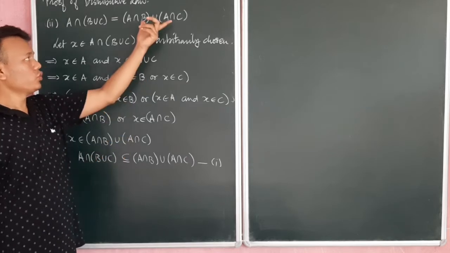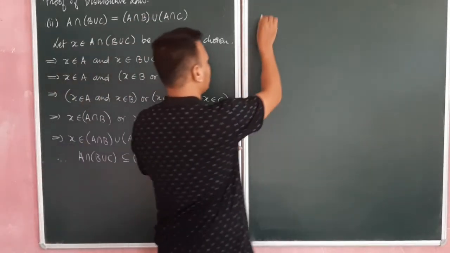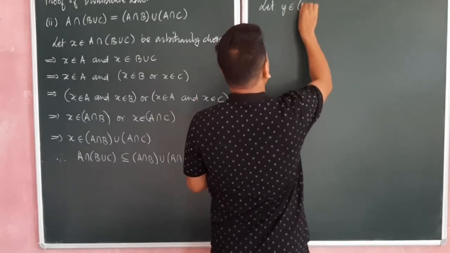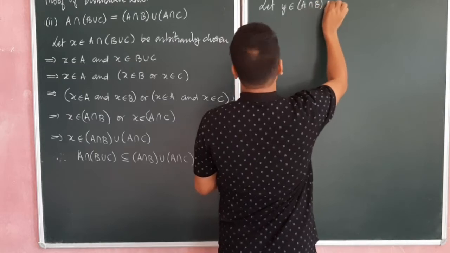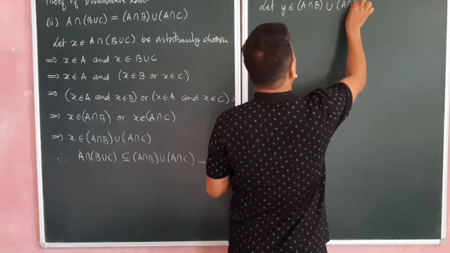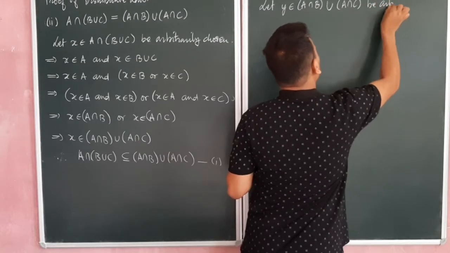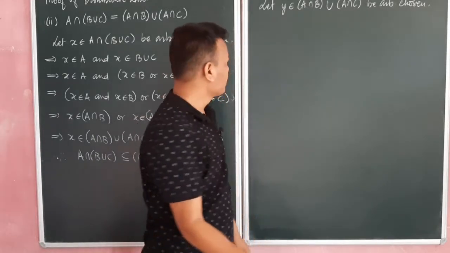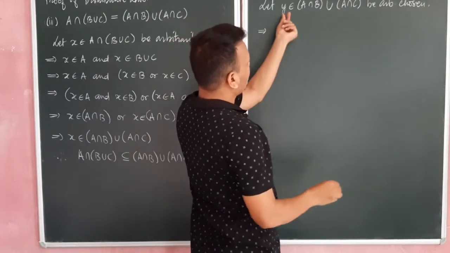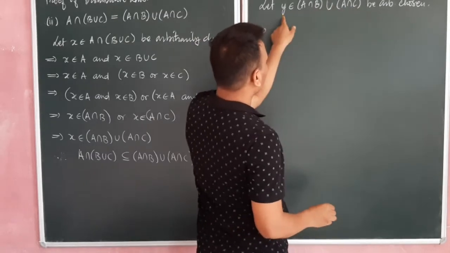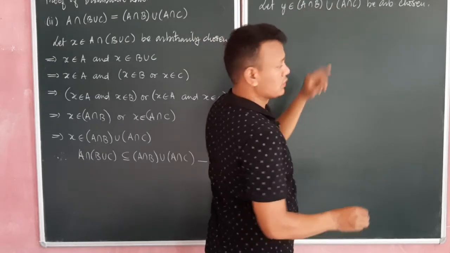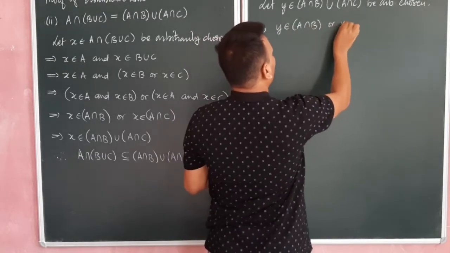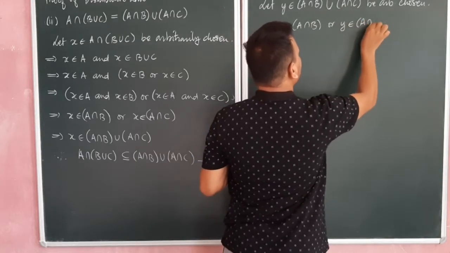Now we need to show that y is a subset of x. So in order to show that, I'll choose one random element from y. Okay, so let y be chosen from A intersection B union with A intersection C be arbitrarily chosen. Okay, so this means that y belongs to x union y, means y belongs to this or y belongs to this. Alright, so y belongs to A intersection B or y belongs to A intersection C.